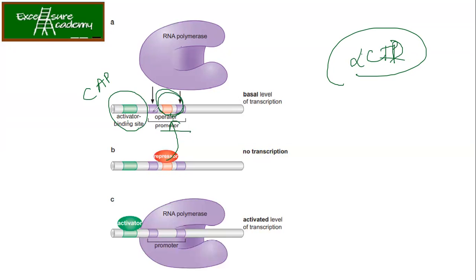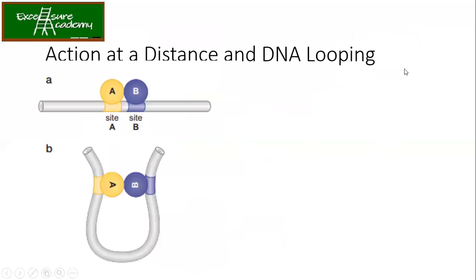So you know that if everything is good, the basal level of transcription will happen. Now, if the repressor goes and binds to the operator, what will happen? The RNA polymerase cannot bind to the promoter. Hence, no transcription. Now, RNA polymerase binds to the promoter, plus with the help of the activator, the rate of transcription is enhanced. Clear? Simple logic. Now, let's make it more complicated soon.